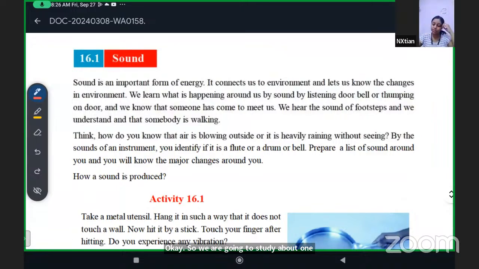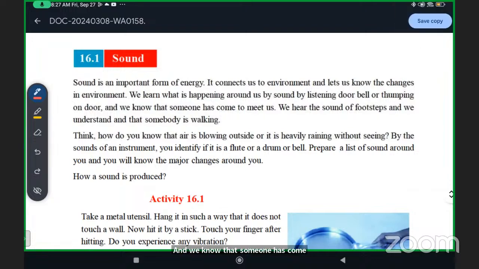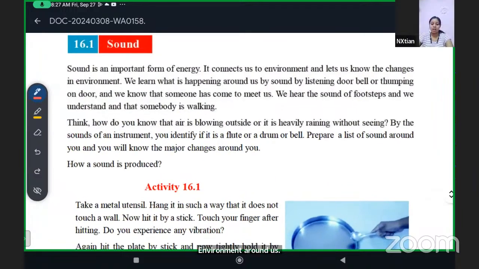Now, what is sound? First, sound is an important form of energy. It connects us to the environment and lets us know the changes that take place in the environment. We learn what is happening around us by sound, by listening to the doorbell or thumping on the door, and we know that someone has come to meet us. And sometimes, even if we are not looking, we get to know various things just by listening.